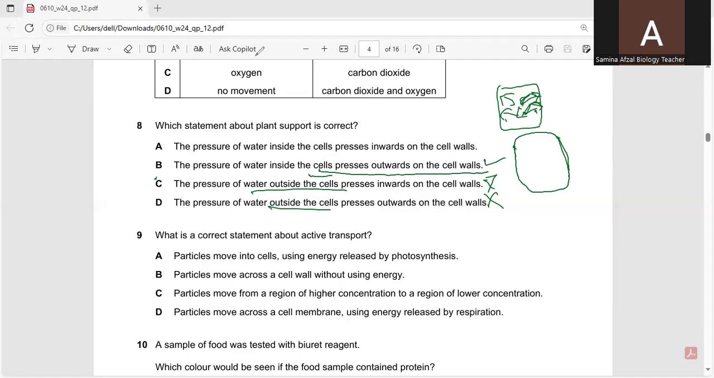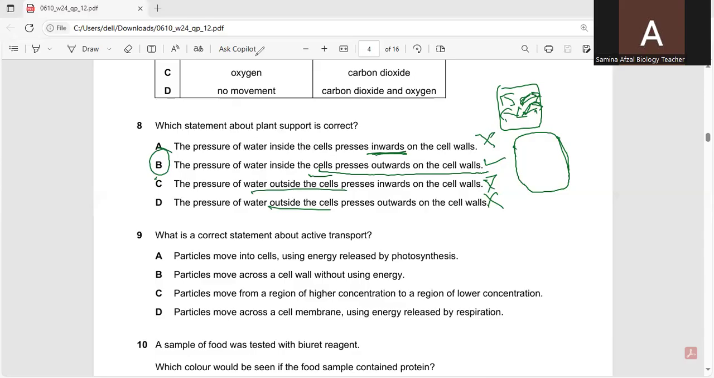So for the plant cell, this will be correct. It is not inward; the direction is outward onto the cell walls. That is the reason the cell walls will become turgid. They will dilate a little bit in the outward direction. So B is the correct option.